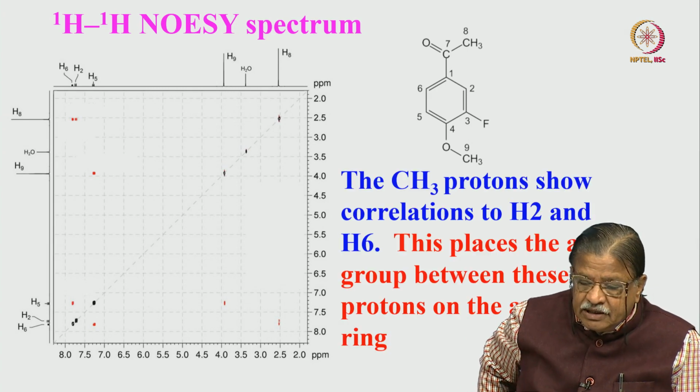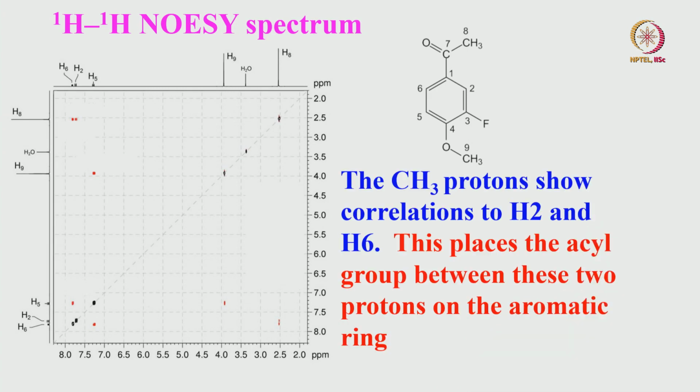NOESY shows that the CH3 protons correlate to 2 protons, H2 and H6. We have already made the assignment; this is H2 and H6 here. Both are close by, and NOESY is giving me a cross peak, especially for the CH3 proton. This is the CH3 proton, not OCH3.